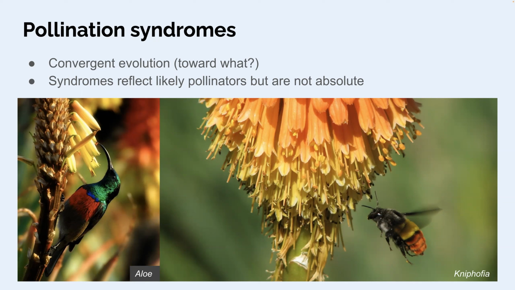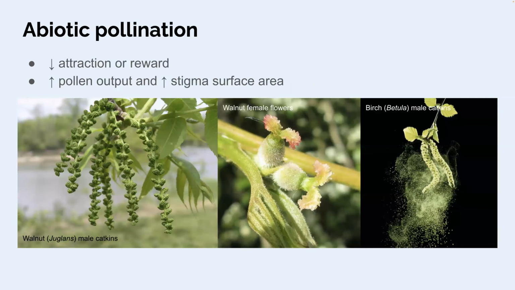So our images here also kind of highlight another feature. I might have picked a couple that have flowers that look the same, but I've also chosen images that show on the left a bird visiting those flowers, and on the right we've got a bee visiting those flowers. So one thing we'll talk about with this topic is that these pollination syndromes are not absolute. You can't always look at a flower and know who's going to visit it.